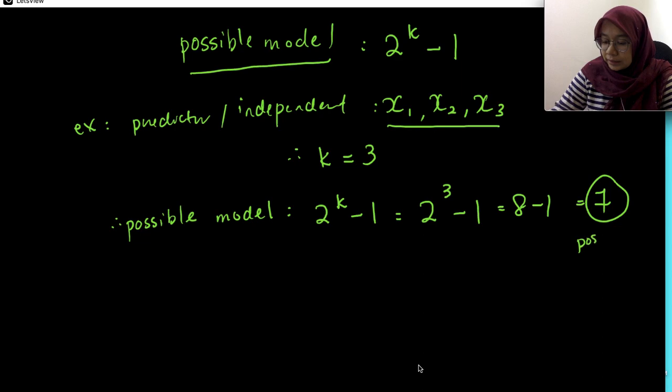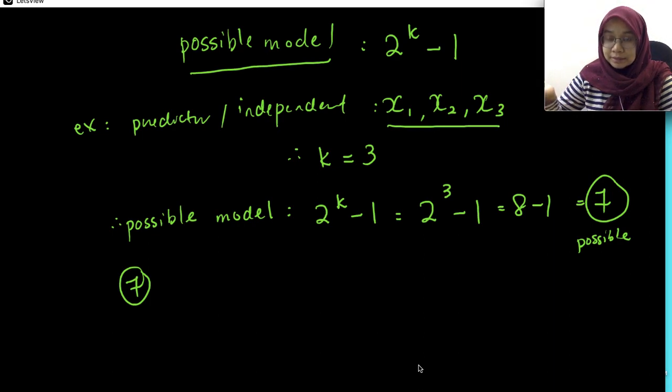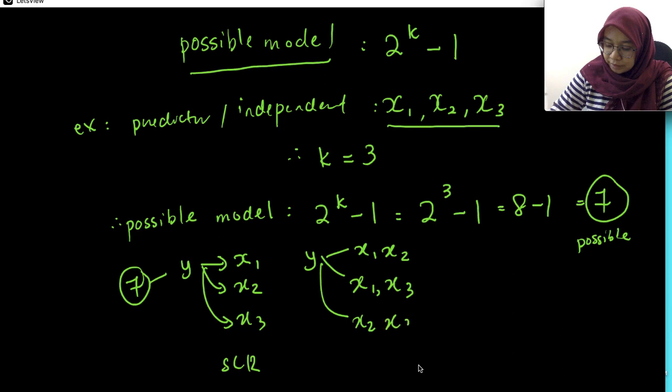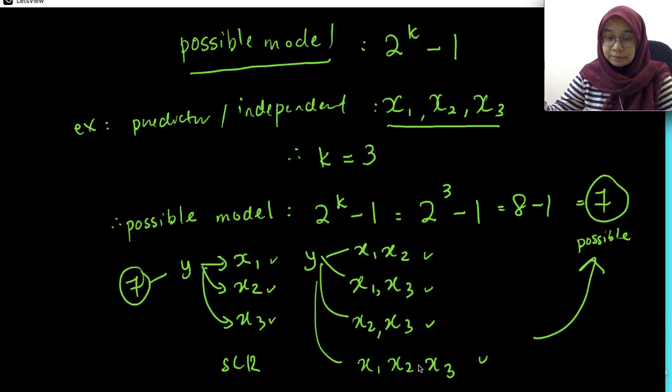So what are the 7 possible models? They are y with x1, y with x2, y with x3. These are simple linear regression. And then y with x1, x2; y with x1, x3; y with x2, x3; and y with x1, x2, x3. So 1, 2, 3, 4, 5, 6, 7. Then you have 7 possible models.